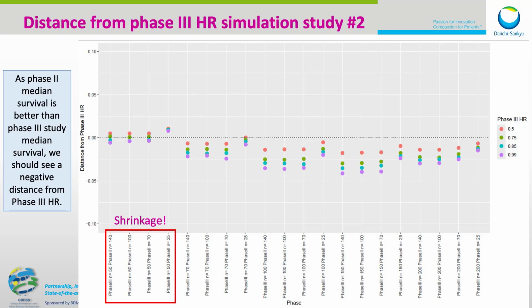So that's all of them here. On the y-axis is the distance from the phase 3 hazard ratio. So what does this mean practically? If your BHM models give you estimates that are identical to what you simulated your data on for your treatment effects, we would expect the colored dots to be right on the dotted line, okay?